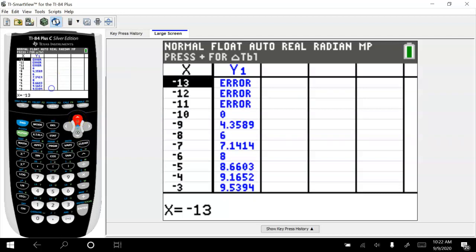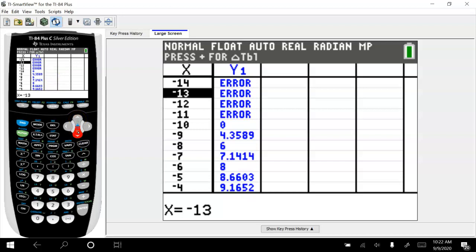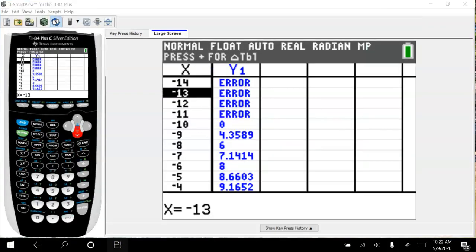And once we get past negative 10, we get into those errors as well. Once again, negative 11 squared is a positive 121. 100 minus 121 is negative 21, which we cannot take the square root of a negative number. So going back to our graph, here's our table.